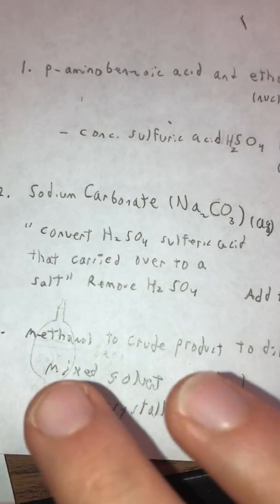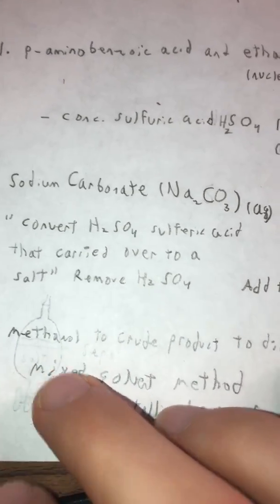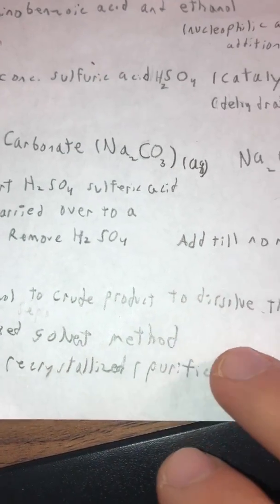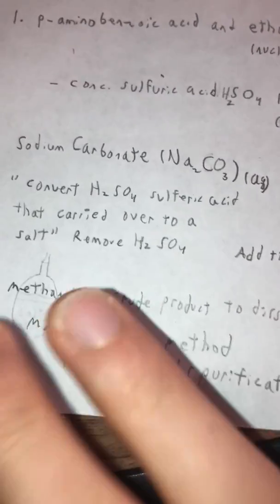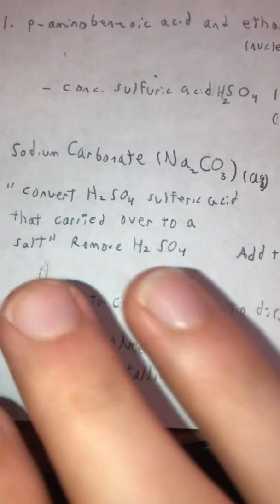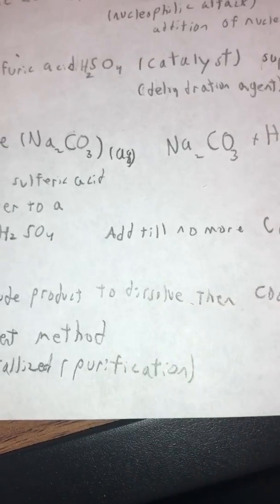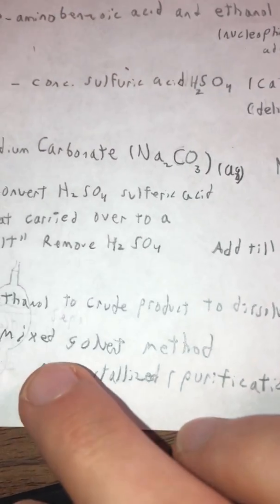But now we want to purify it further, so we added methanol, which is a solvent, to the crude product. So benzocaine is highly soluble in methanol or ethanol or any kind of alcohol. So that's how we use methanol. We dissolve the solid benzocaine product. Then we can use this.